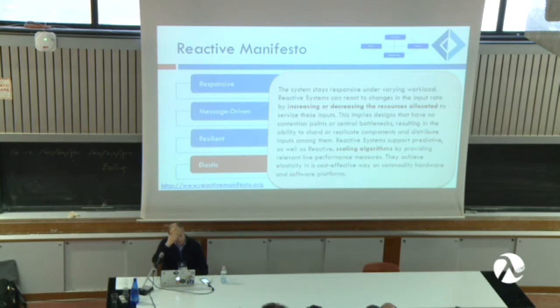And last but not least, elastic, which is the key for distributed systems. The system is able to contract or expand on demand, and able to add or remove nodes on the fly. And this is the key to being able to scale up, scale out, and also scale down.